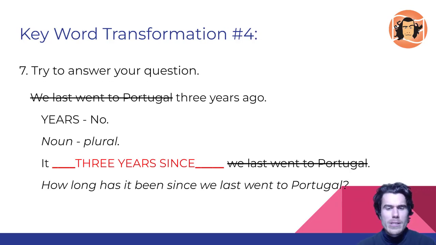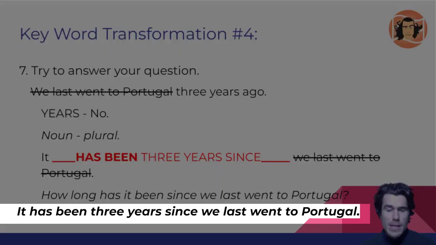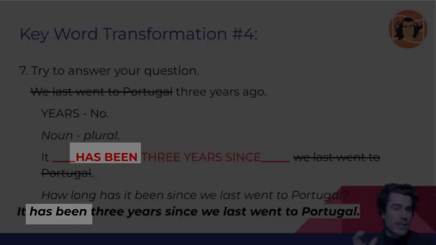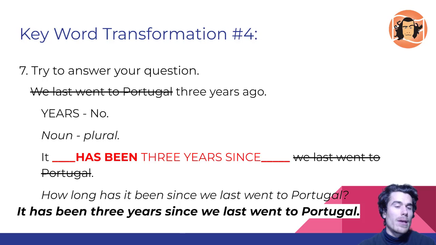So, how long has it been since we last went to Portugal? Well, we last went to Portugal 3 years ago, or I could say, if I want to keep the same verb tense, that it has been 3 years since we last went to Portugal. How long has it been since we last went to Portugal? It has been 3 years since we last went to Portugal, using the same words. And what I've done is I've taken these words now to complete the gap from the sentence which I needed to fill in. And I've changed it to now, it has been 3 years since.